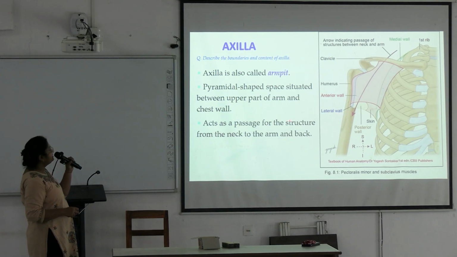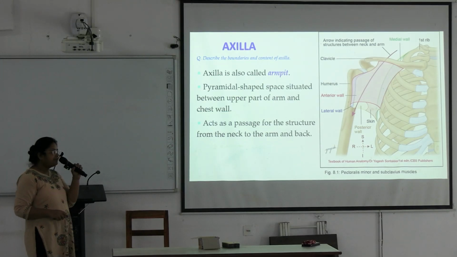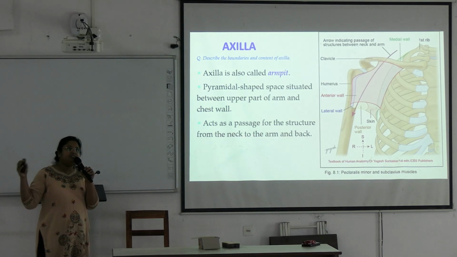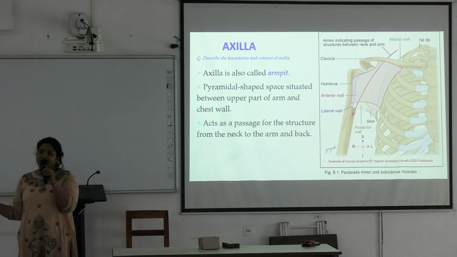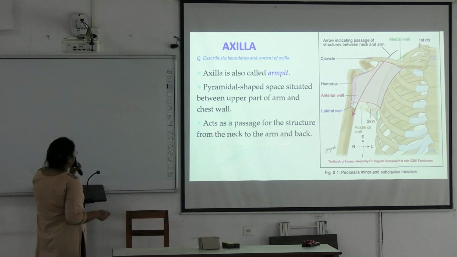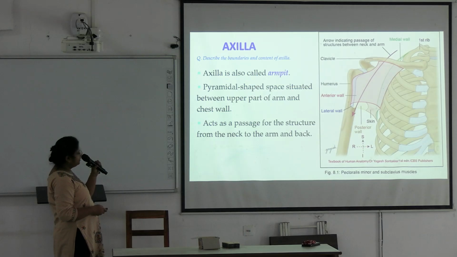And it acts as a passage for the structures from the neck to the arm and back. Structures means nerves and different vessels. All those are passing from neck to the axilla and arm and the back through the axilla.